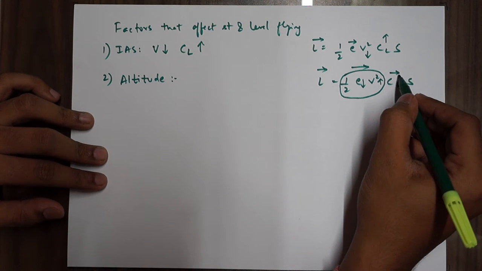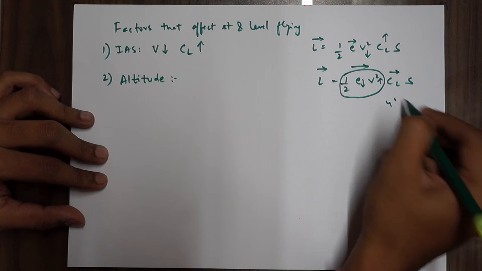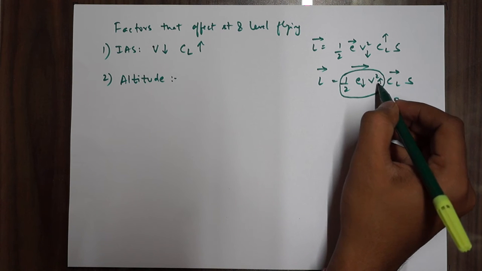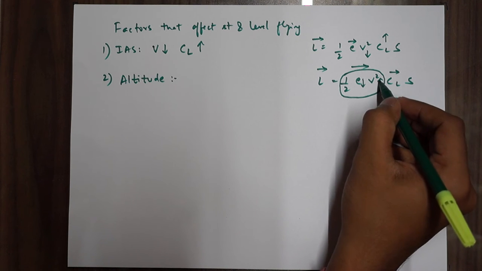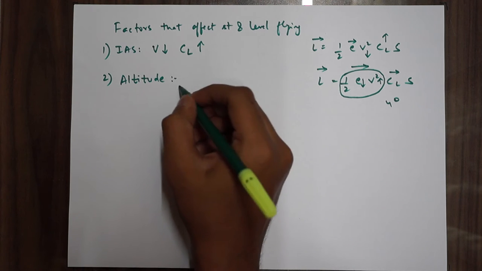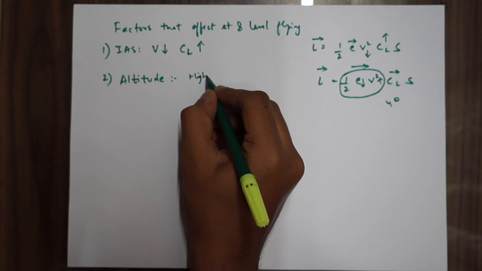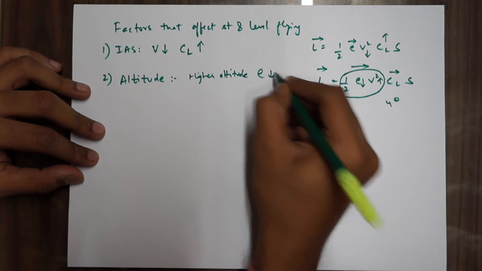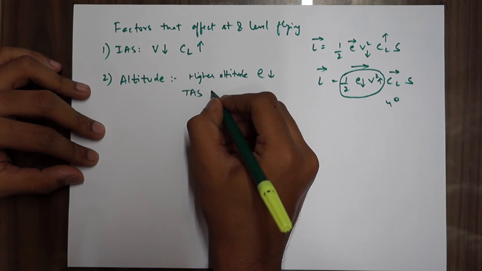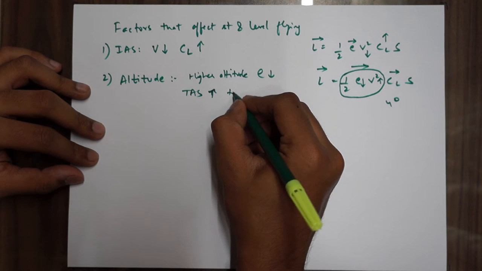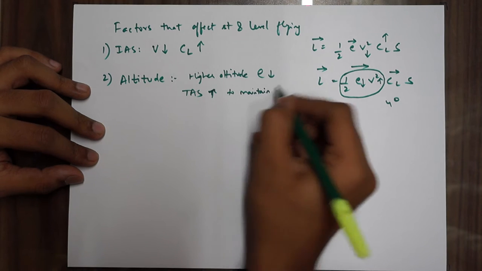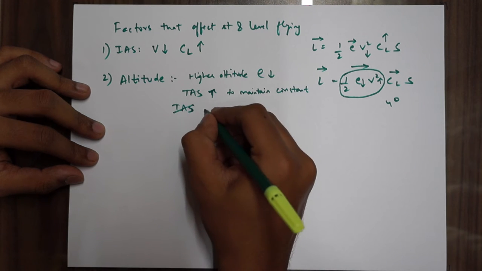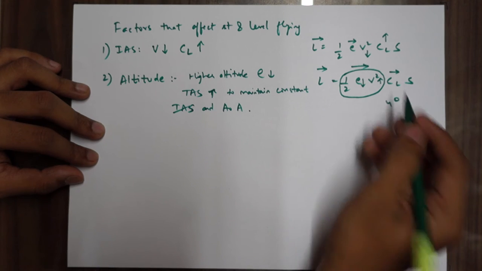If you keep the angle of attack constant, suppose you're at 4 degrees, and the density at higher altitude is decreased, the TAS has to be increased to keep the IAS constant to maintain level flying. So at higher altitude, density is decreasing, so TAS is increased to maintain constant IAS and angle of attack.